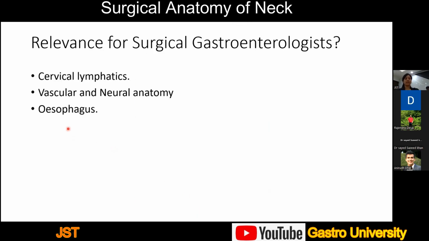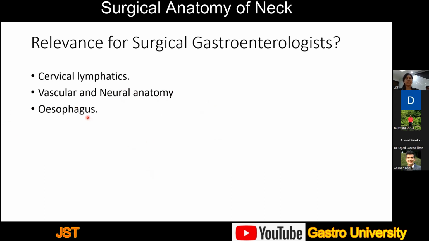Now, what was the take-home message for surgical gastroenterologists from the anatomy of the neck? One important thing is understanding cervical lymphatics, because one very commonly taught is the Virchow group of nodes, which is the left supraclavicular nodes. These nodes can also come from malignancies of the esophagus and stomach. Then the vascular and neural anatomy with the vagus nerve, spinal accessory, internal carotid, and IJV needs to be understood in order to reach the esophagus.